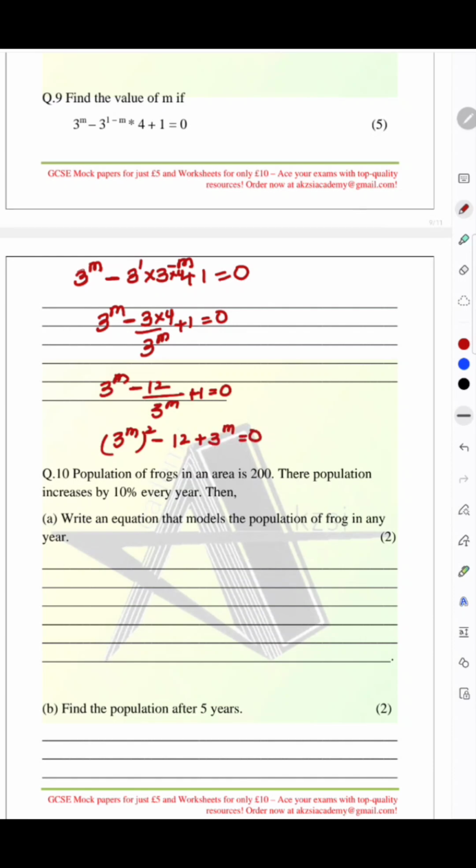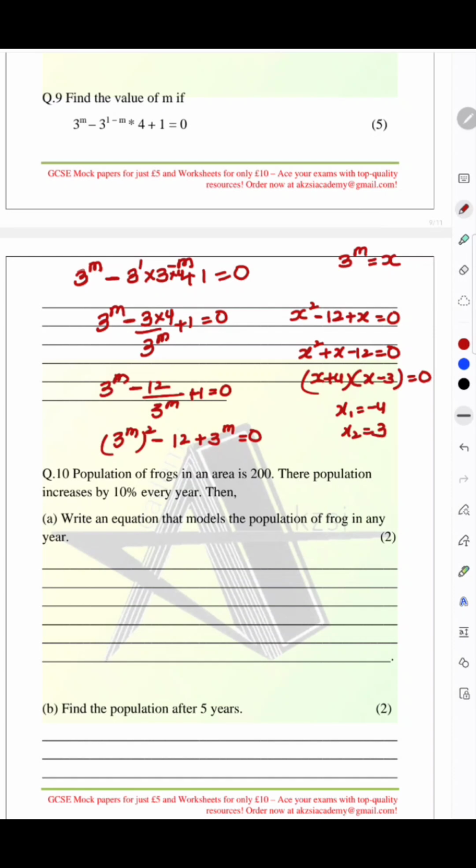Now it's taking a shape. It's looking like a quadratic, obviously. So what I can do is assume 3 to the power of m as x. When I do so, this will become x squared minus 12 plus x equals 0, or x squared plus x minus 12 equals 0. Okay, it's a quadratic, very simple. The factors are positive 4 and negative 3. So (x plus 4) times (x minus 3). So x1 is negative 4 and x2 is positive 3.